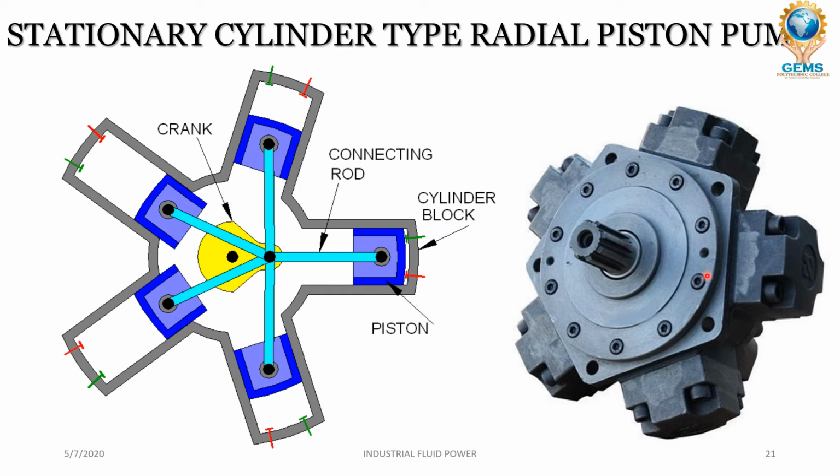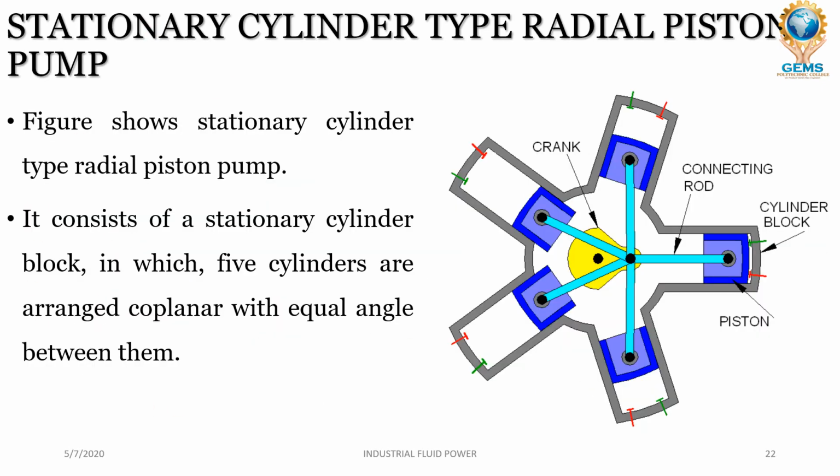this is how it looks. These are the connecting rods. This is the piston cylinder block. Likewise, five such pistons are connected in a radial format. This figure shows the stationary cylinder type radial piston pump. It consists of stationary cylinders, in which 5 cylinders are arranged coplanar with equal angle between them. Arranged coplanar means the angle between any two cylinders will be equal. So all such 5 cylinders will be equally spaced.